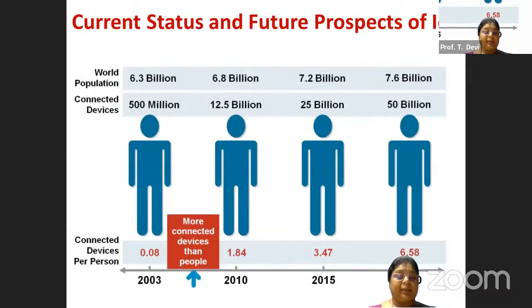See, why are IoT and smart devices this popular? If you look at the number of devices per person in the early days, it was like 0.08 at the bottom. Somewhere in 2000, the number of devices per person was less than 1. The world population was 6.3 billion, and there were 500 million connected devices. But if you look at 2045, there will be 4 devices per person.